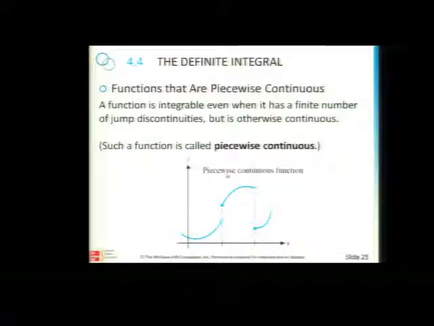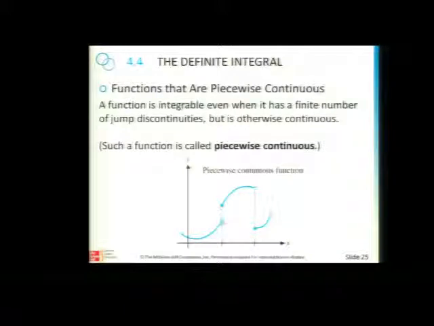Piecewise means it consists of a number of pieces. Continuous means each piece is continuous. But the entire function is discontinuous, as you can see here. For this case, there are 2 discontinuities at these two locations, right? Here and here. There is a sudden jump in the functional value.